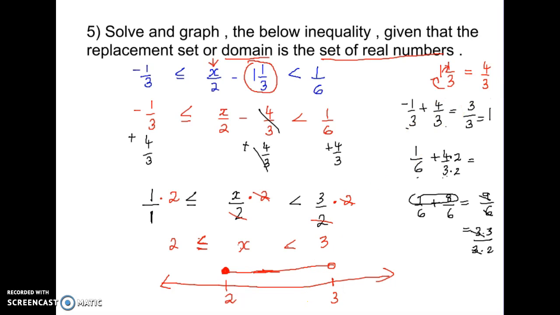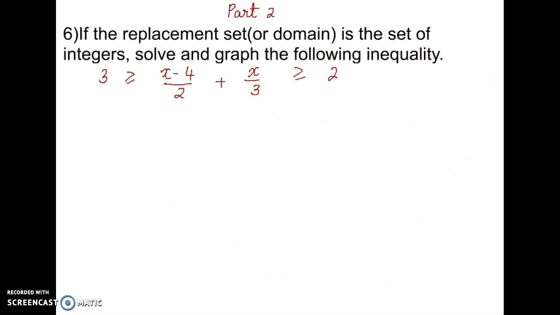So let's do another problem now. If the replacement set or domain is a set of integers, solve and graph the following inequality. So we have 3 greater than or equal to x minus 4 divided by 2 plus x over 3 greater than or equal to 2. So again, since we have x only in the middle part of the inequality, we can do this in one step. And since they are fractions, let's start by combining the denominators.